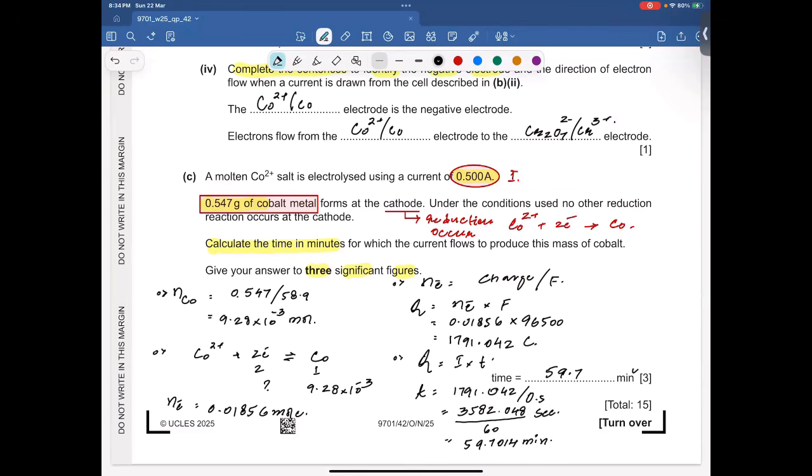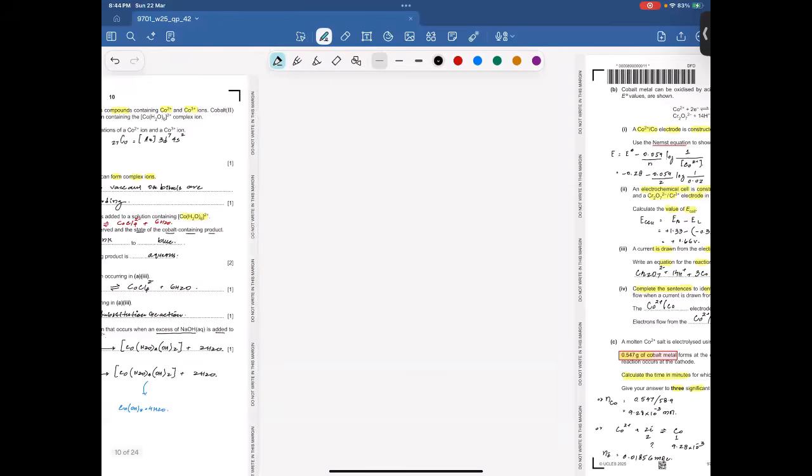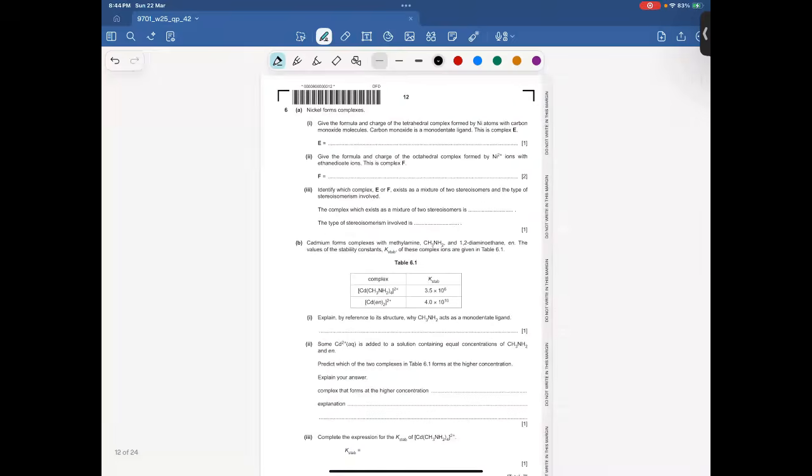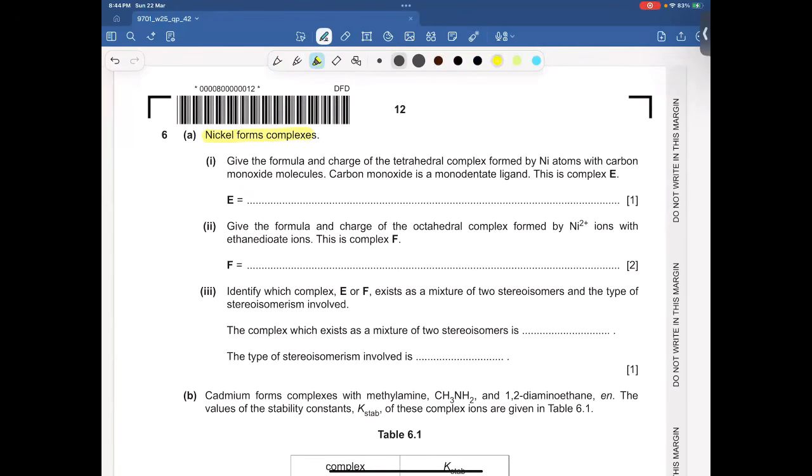Okay, so that's question number 5. So we have done 5 questions so far. Let's start with the 6th one. Nickel forms complexes. That's another typical property of transition elements. They usually form complex ions or complex compounds. Give the formula and charge of the tetrahedral complex.